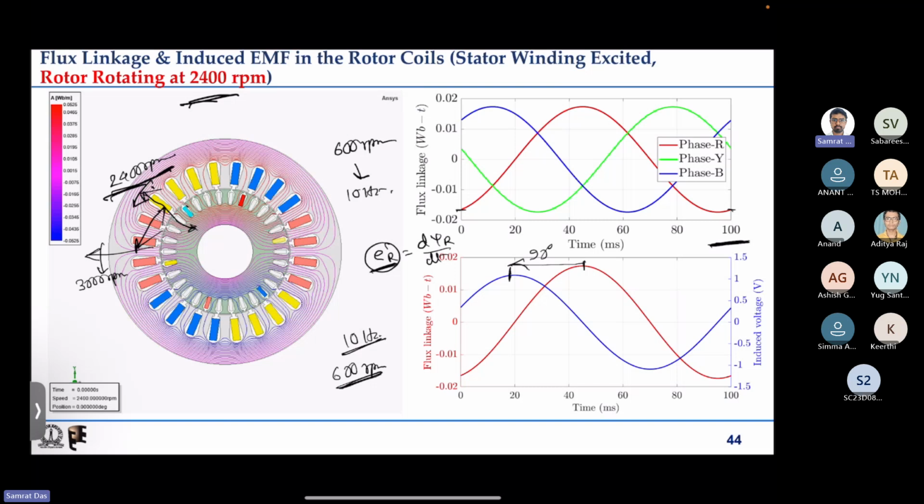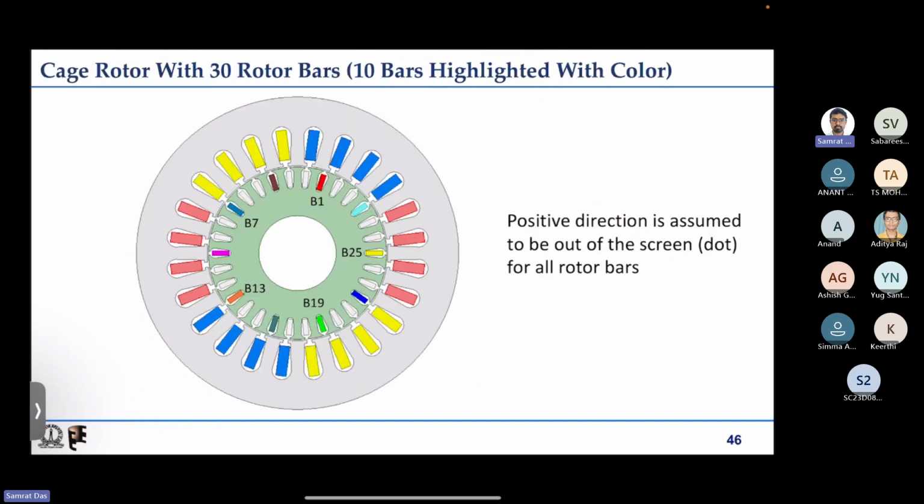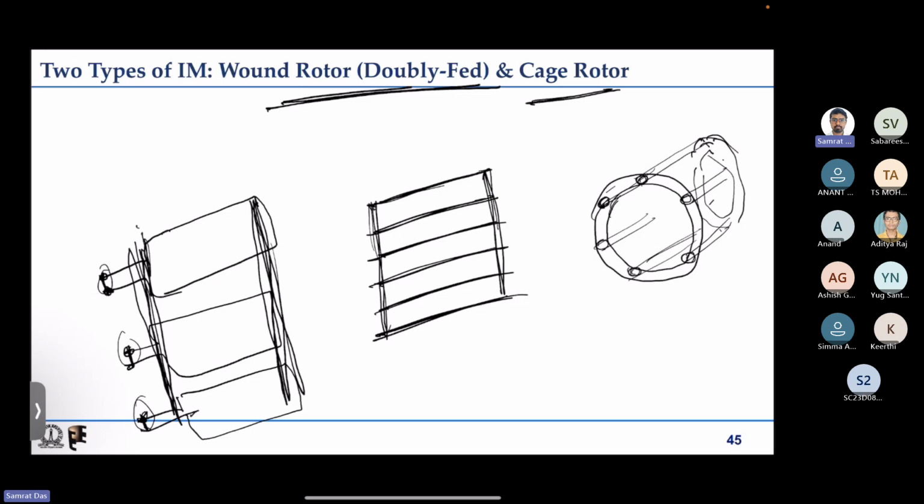Now I am going to explain squirrel cage motors. We will see that itself. Is that a squirrel cage motor, right? In the 44th slide, this is not a squirrel cage motor.